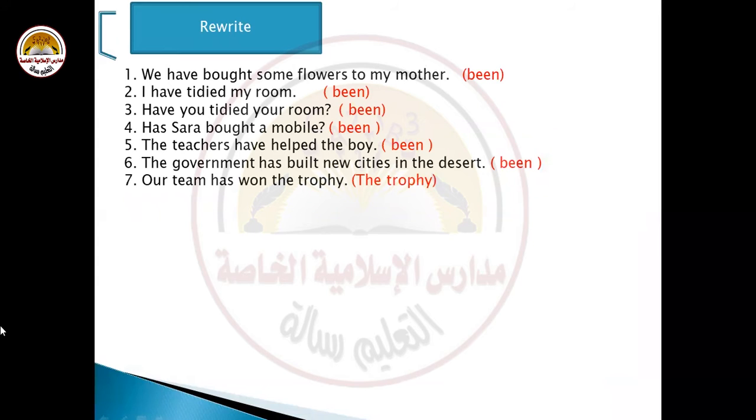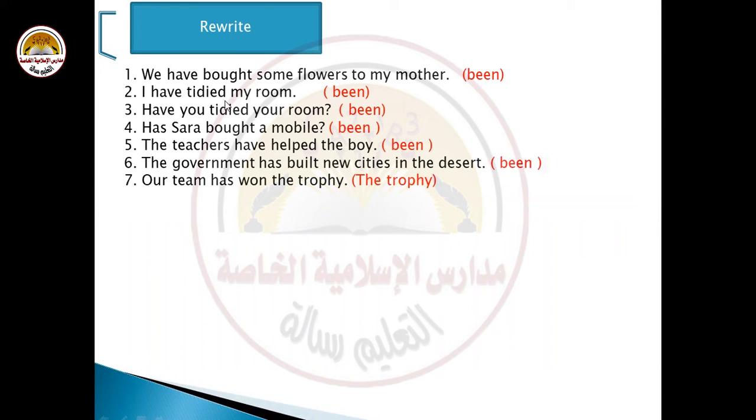Let's see this exercise to practice the present perfect passive. Number 1, we have bought some flowers for my mother. Use pen. Okay, we will start with the object. Some flowers have been bought for my mother.